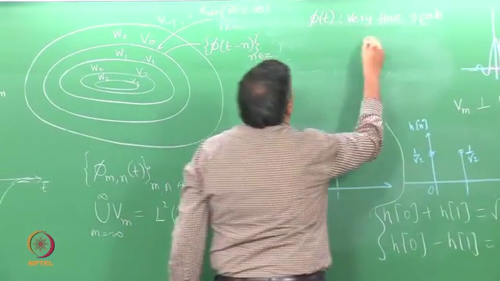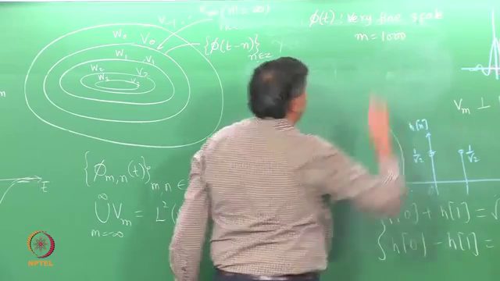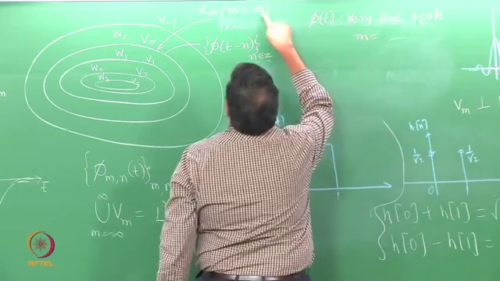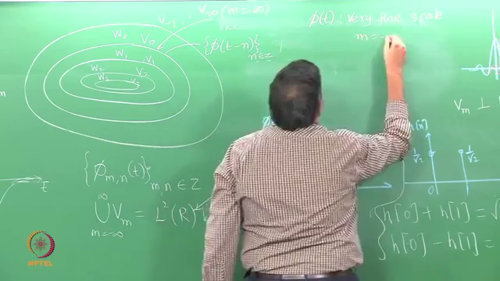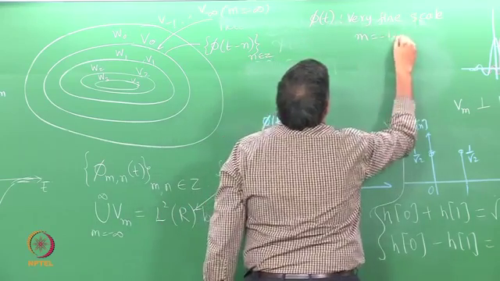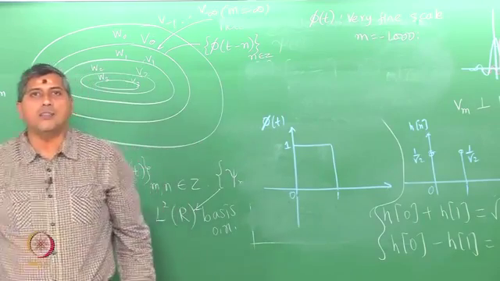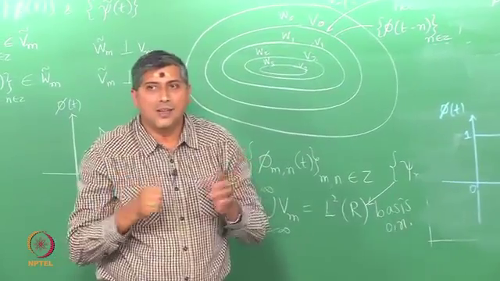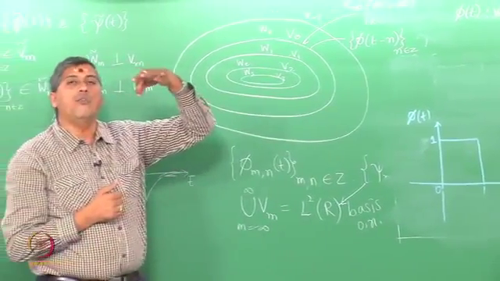Let us say at a very fine scale, maybe m equals 1000. Sorry, m equals minus 1000, since the m is going toward minus infinity. What does m equals minus 1000 mean? A very fine scale, over a very fine grid. So, phi of t is also known over a very fine grid.